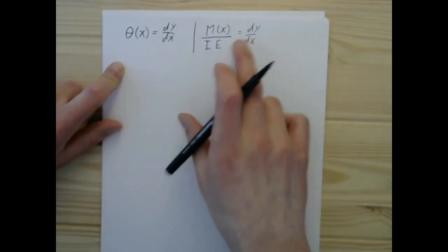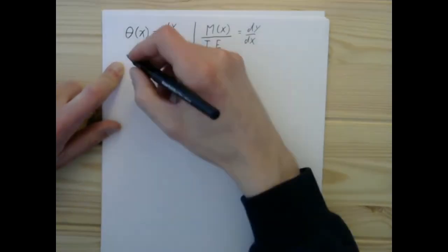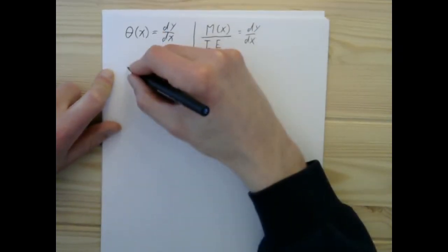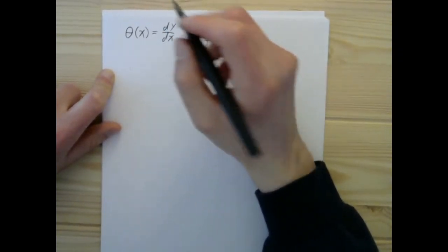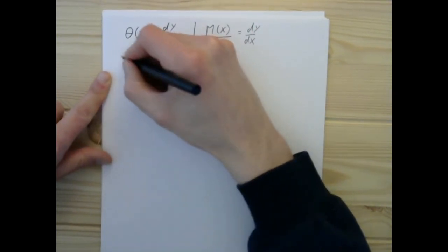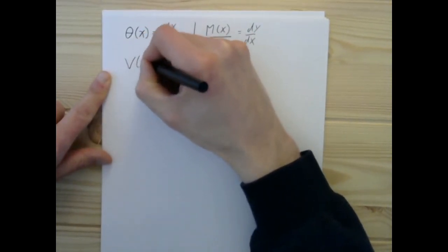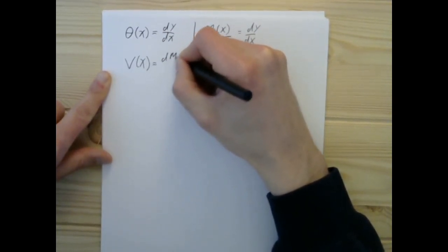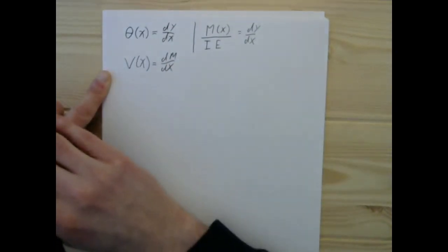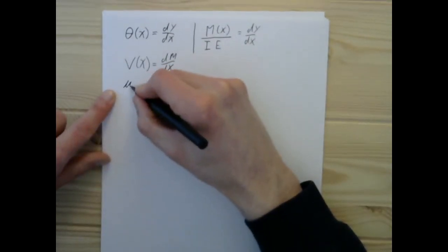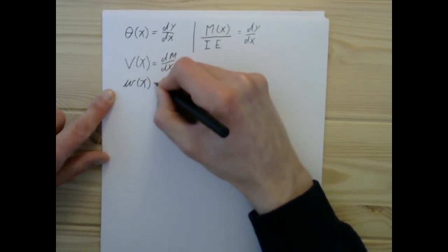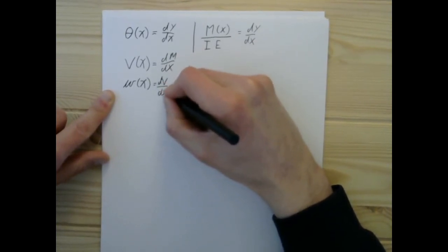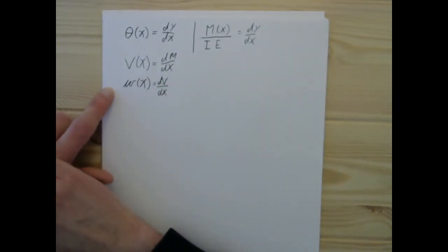Now, if we integrate all of this, we've also got that the shear is equal to the derivative of the moment with respect to x, and also that the distributed load is the derivative of the shear with respect to x.